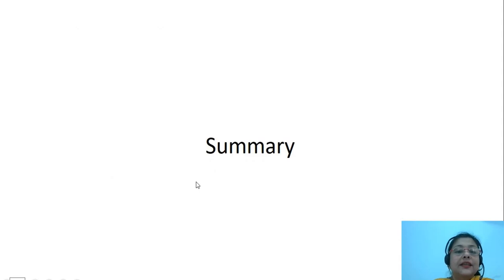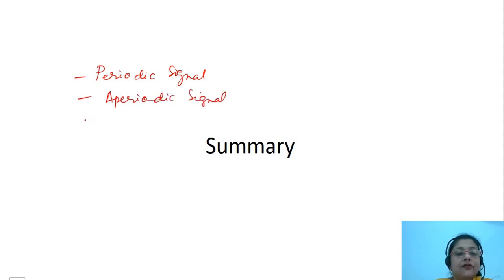To summarize, in this lesson, we have learned about classification of signals. We have learned about periodic signal, and we learned how to check whether a signal is periodic or not. We have learned about aperiodic signal, and we learned about deterministic signal, and lastly we learned about the random signal.